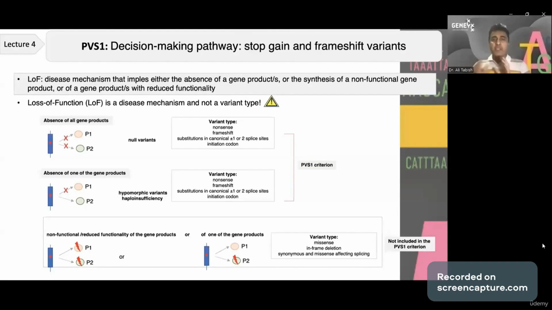Apart from nonsense and frameshift variants, there are other types of variants which can also lead to loss of function, like missense variants, in-frame, synonymous, in both heterozygous or homozygous fashion. But PVS1 is reserved for loss of function. You can apply PS3 for missense if there are functional studies or additional evidence available, for in-frame deletions or missense affecting a splice site. We will talk about PS3, the functional studies, in the next lecture. But PVS1 is only for the loss of function nonsense, frameshift, canonical variants, not for the missense variants.